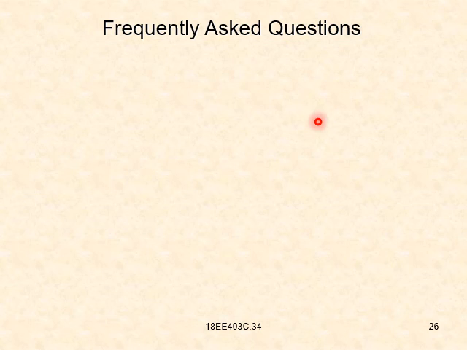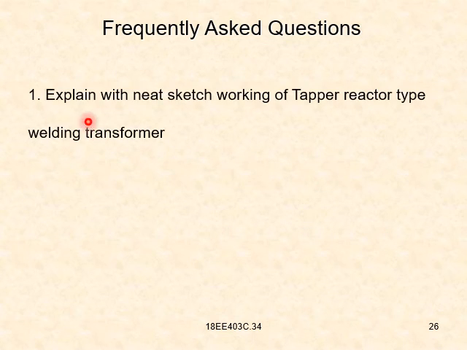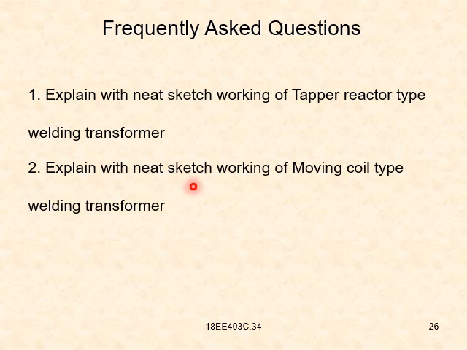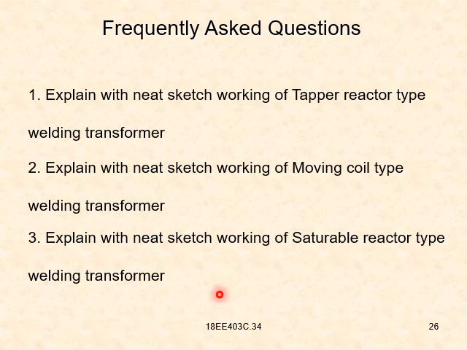And there are some frequently asked questions. Explain with neat sketch working of tapped reactor type welding transformer, explain with neat sketch working of moving coil type welding transformer, and explain with neat sketch working of saturable reactor type welding transformer. So these are some frequently asked questions.